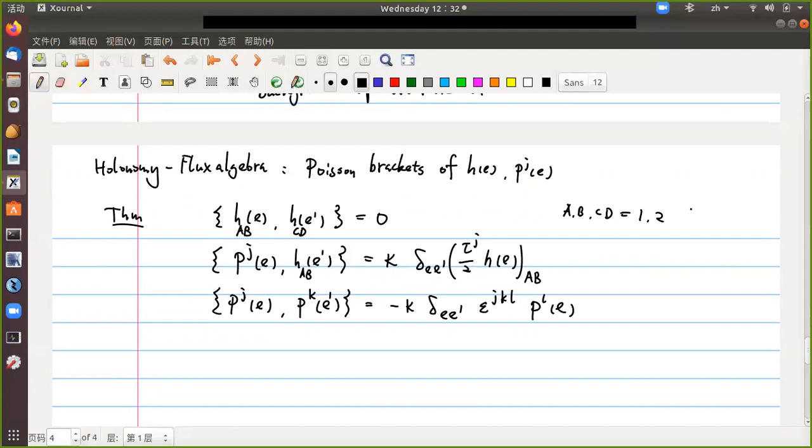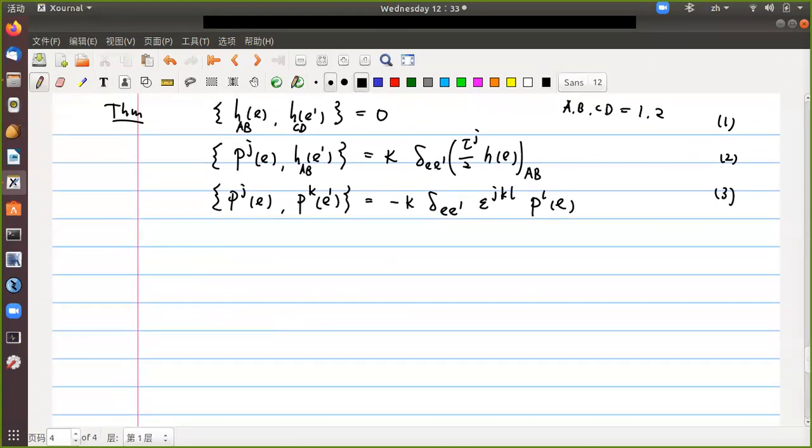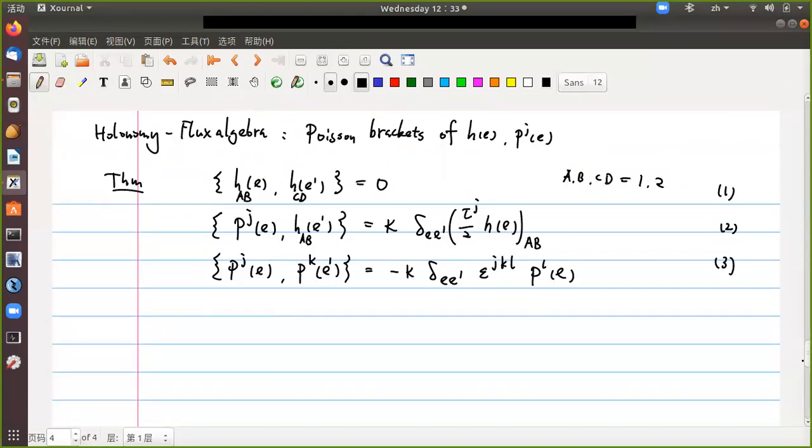The formulas I will call 1, 2, and 3. All right, so these are the results. You can see that the Poisson brackets, the results, are all very simple. Let me give you some remarks. These are very important results. They are key results in loop quantum gravity.